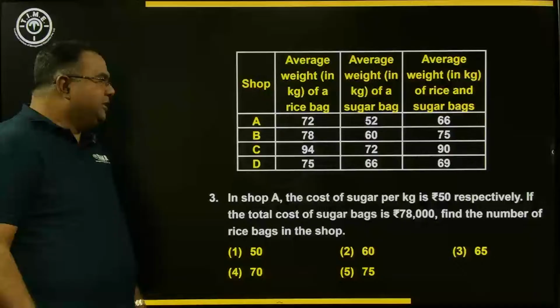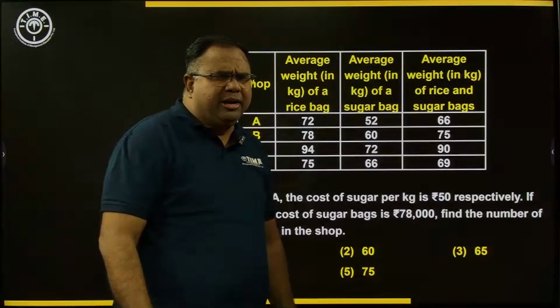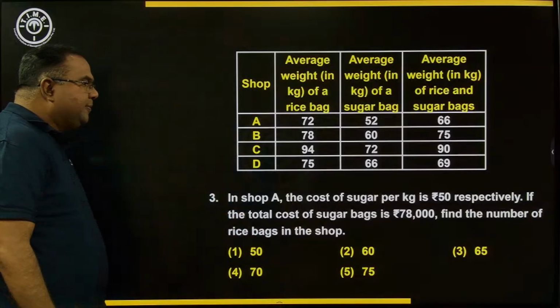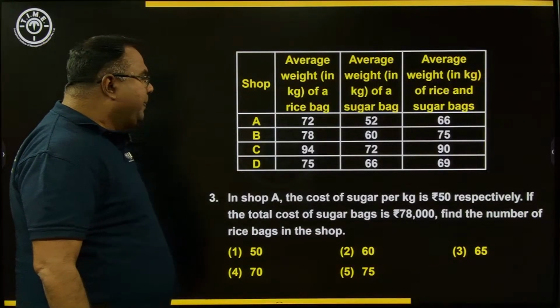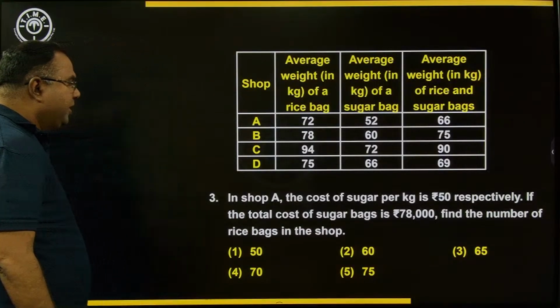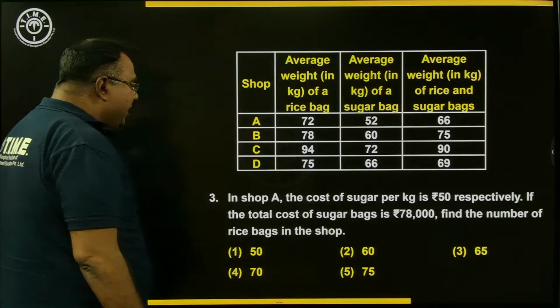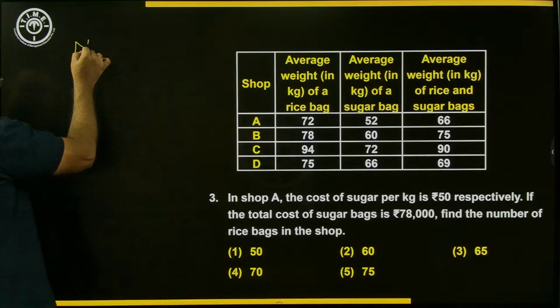Look at this. Question number 3. Try this. Definitely main exam level DA will not be as simple as your prelim exam. It will be a little calculation based, right? Let's look at this. In shop A, the cost of sugar per kg is 50 rupees. Total cost of sugar bags is 78,000. The number of rice bags in the shop. Okay, find out number of sugar bags first. Then automatically you'll get number of rice bags.